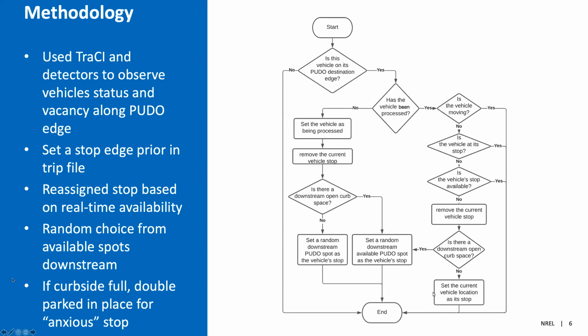Basically, when it's on the left lane, or actually any lane that is not the rightmost lane, it's made to stop there. And if it cannot find any open space downstream, then it's made to stop and set its current location as its stop.